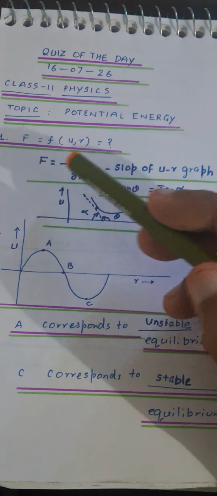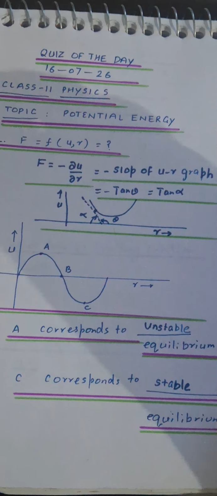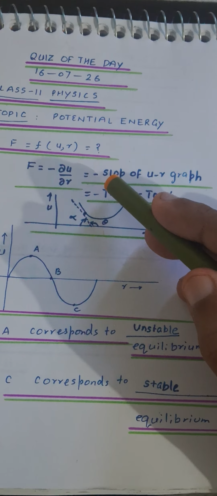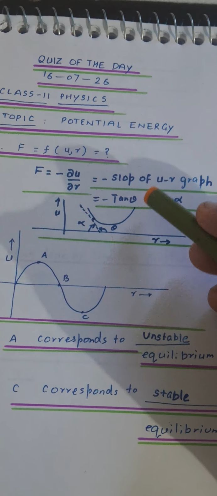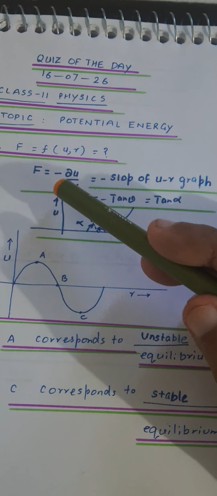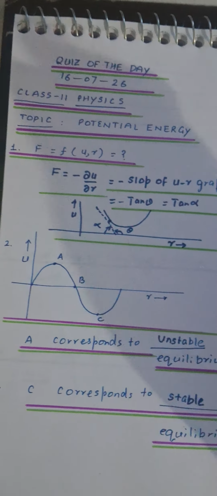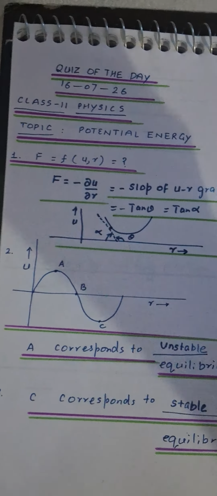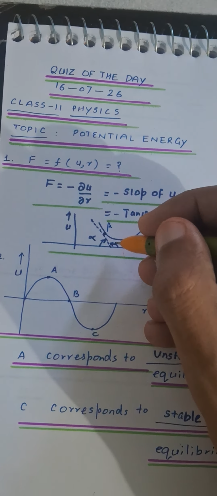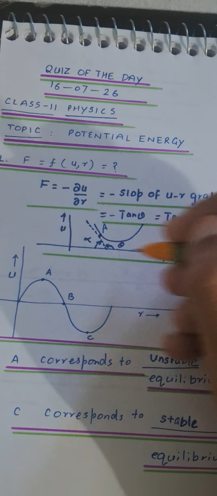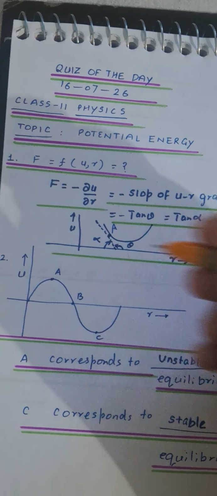between them, then the force of interaction between them is minus of del U by del r, which is also equal to the negative of the slope of the U-r graph, which is minus of tan theta, which is further equal to tan alpha. As you can see, if we have a U-r graph as shown in the figure, corresponding to a particular point A, you make a tangent at this point, and suppose the angle from the r axis is theta in the anti-clockwise sense and alpha in the clockwise sense.